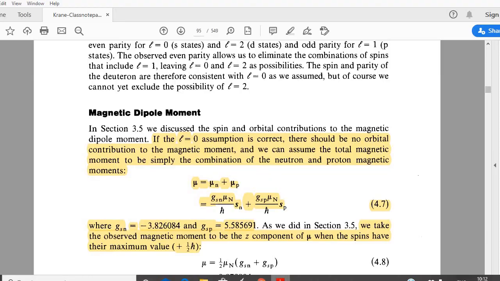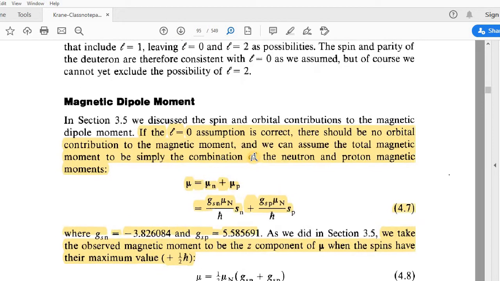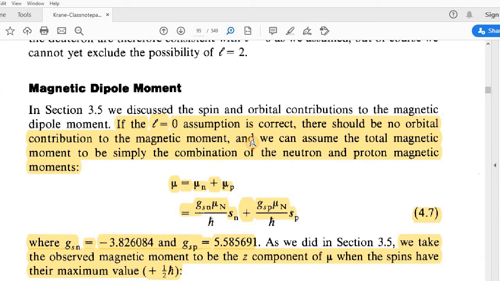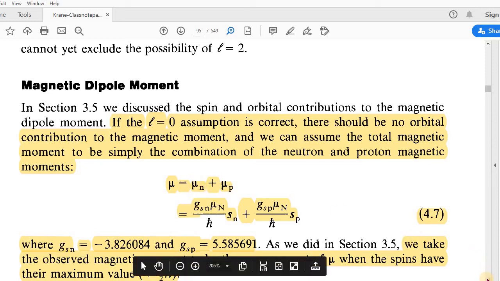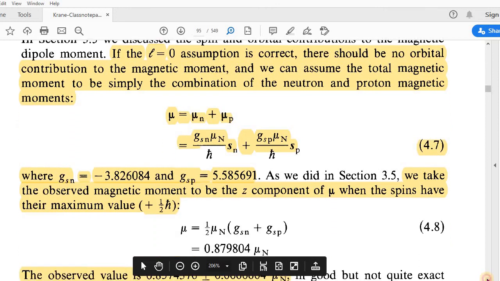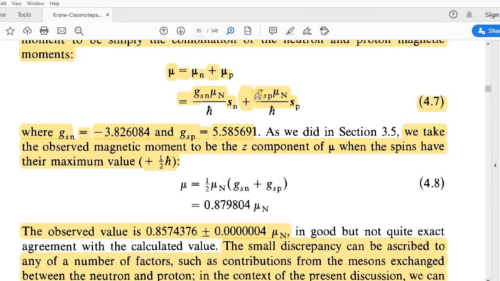You have seen that for L equal to 0, the magnetic moment mu is equal to mu n plus mu p. Here mu n is the neutron magnetic moment, and mu p is the proton magnetic moment. You have seen GSN, the g factor for the neutron, and GSP, the proton g factor.